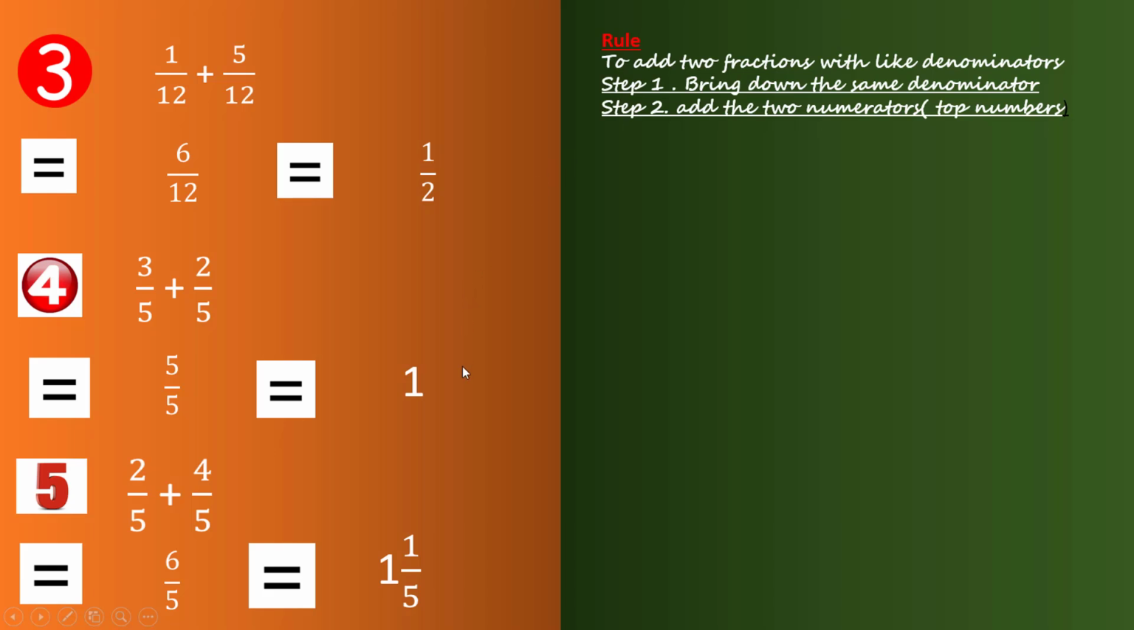We deduce this rule to add two fractions with like denominators. Step 1, bring down the same denominator. Step 2, add the two numerators, the top numbers. Stop the video for 3 minutes to solve this exercise.